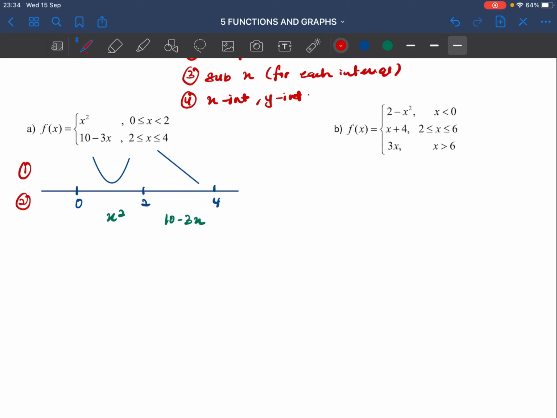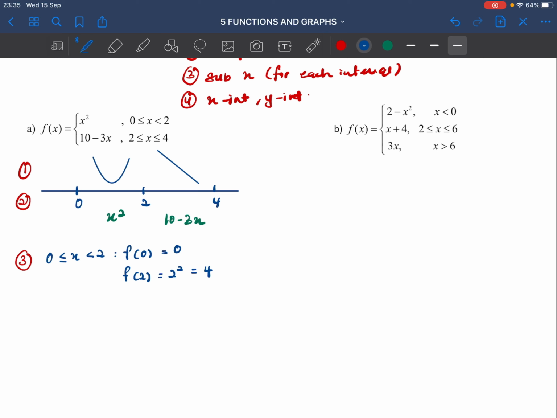Okay, so next thing is we have to find the value of y. So we need to substitute x into the function for each interval. Okay, so let's say sekarang kita ada the interval x is between 0 and 2. Okay, so for x is between 0 and 2, kita kena substitutekan x equals to 0 and kena substitutekan x equals to 2 into x square. So basically we will have f0 is equals to 0 square, kita akan dapat 0, and then substitutekan 2, we will have 2 square which is equals to 4.